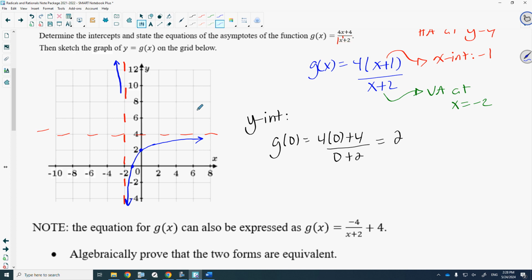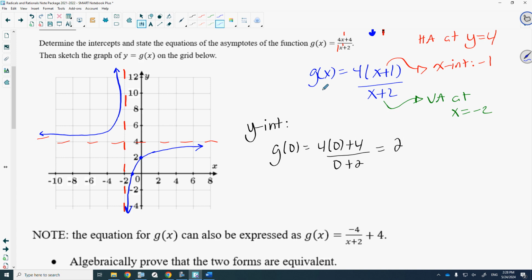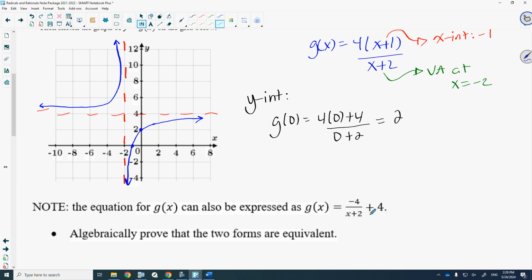So this is what our function would look like after it undergoes those various transformations. What it says here is now it says g of x, so the original g of x can also be expressed in this form. And we know that this form, that is going to be our k value, our horizontal asymptote at 4. That's going to be our vertical asymptote.